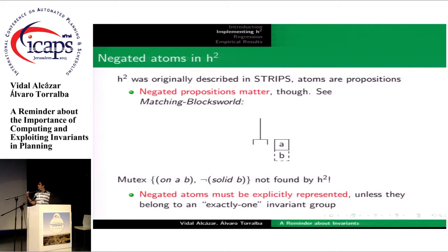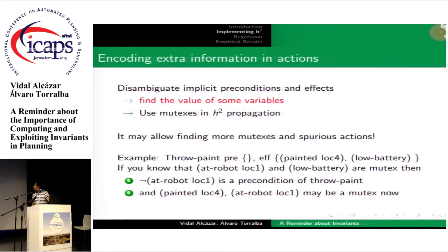However, since we are using the finite domain representation, all our variables are exactly-one invariant groups, and we don't need to explicitly represent these negated atoms in this setting. Okay. Another important thing that you can do with invariants is to discover new information about your actions.